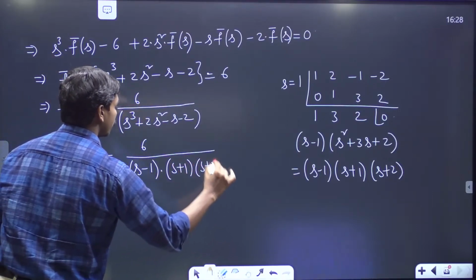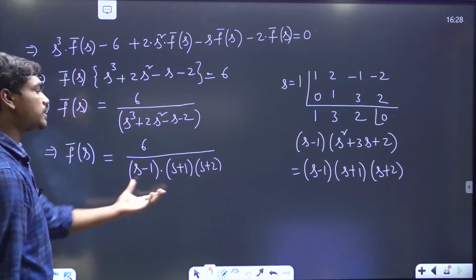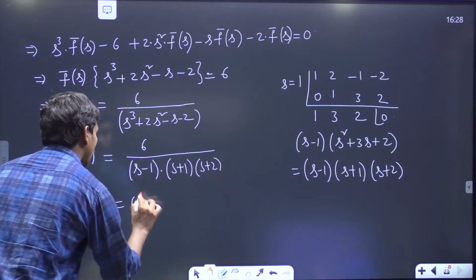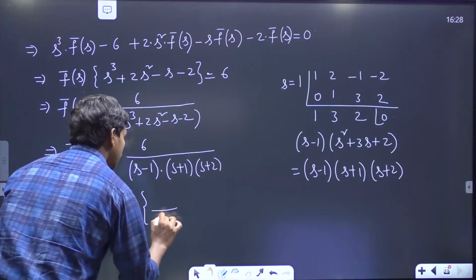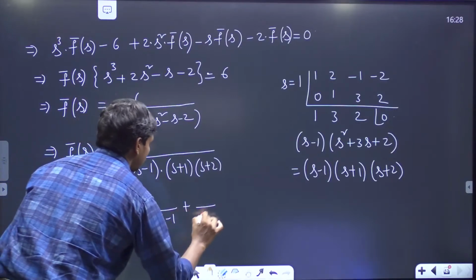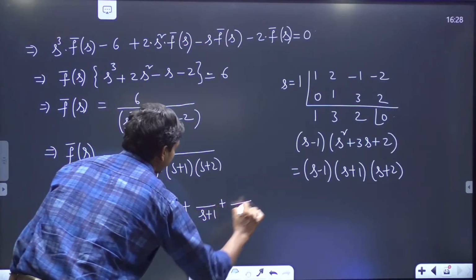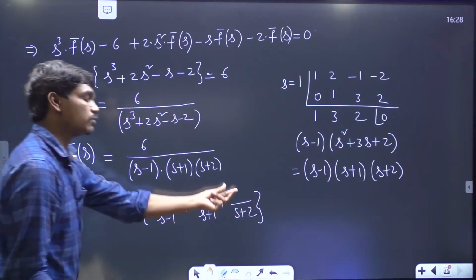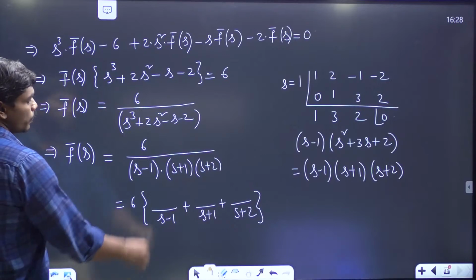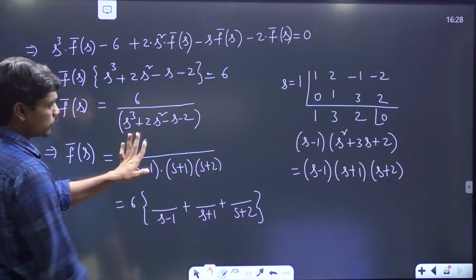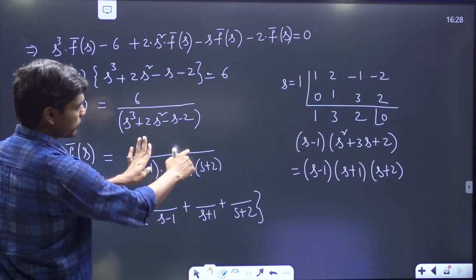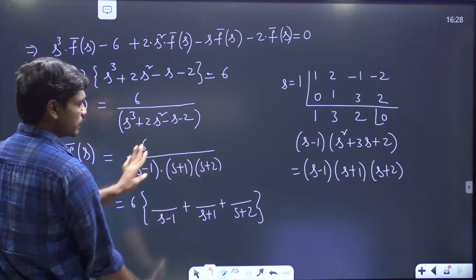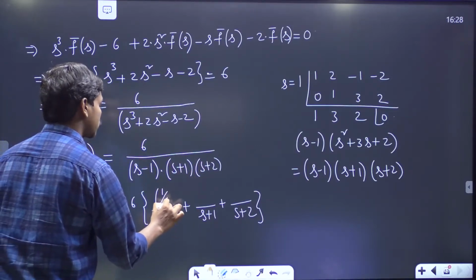Now if you apply partial fractions here, 6 you take as a constant, then s minus 1 plus some coefficient into s plus 1 plus some coefficient into s plus 2. So find out the constants here. What are the constants you have here? So if you want the coefficient of s minus 1, put s is equal to 1 here. So 1 by 2 into 3, 1 by 6. So this is 1 by 6.